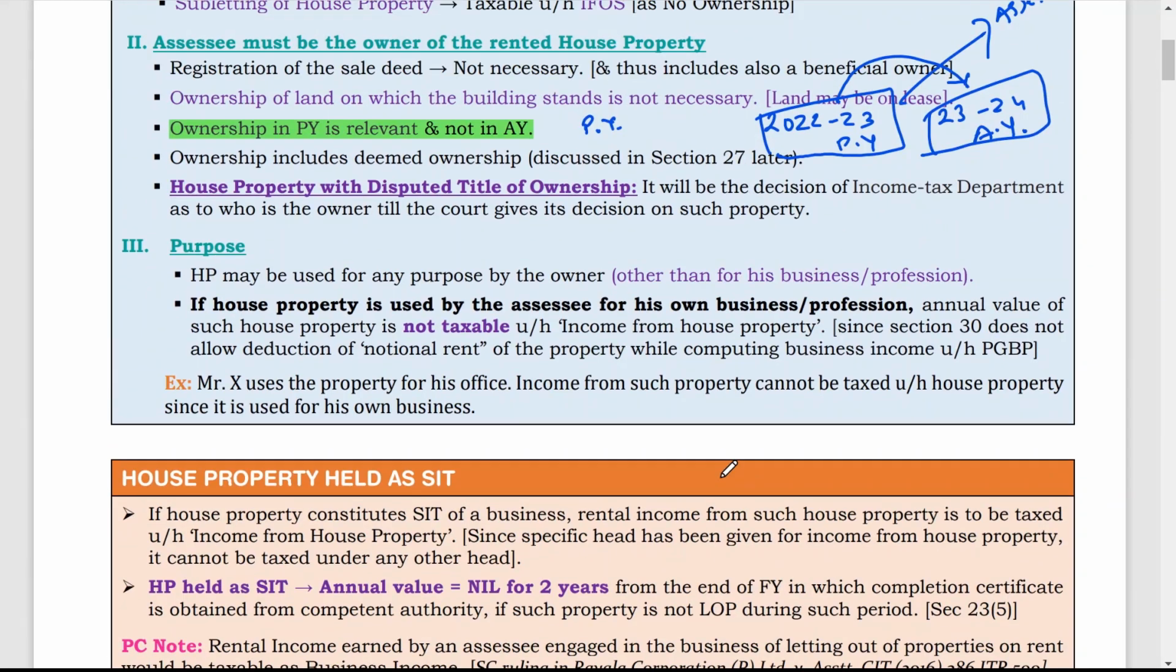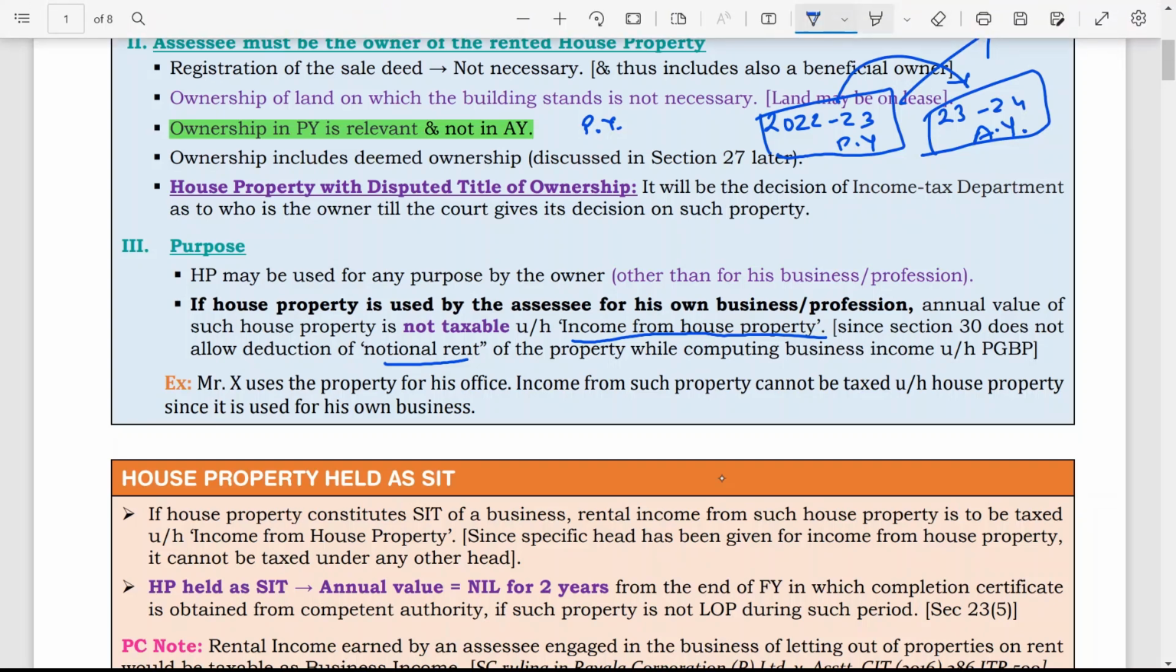And the last one: HP may be used for any purpose by the owner other than for his business or profession. If house property is used by the assessee for his own business or profession, the annual value of such house property is not taxable under the head income from house property. That means what? Since section 30 does not allow deduction of notional rent, it comes under the head PGBP, of the property while computing business income under the head PGBP. Let us look at one example given here.